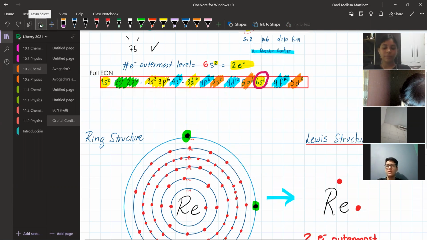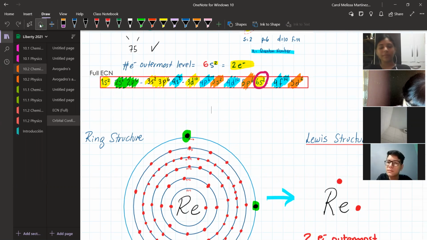Now, the other process that comes is the orbital notation. The orbital notation, believe me, is very easy. In orbital notation, what you're going to have is the same full notation that you did before, but instead of putting the electrons like that, what you're going to be putting is just a number of arrows.